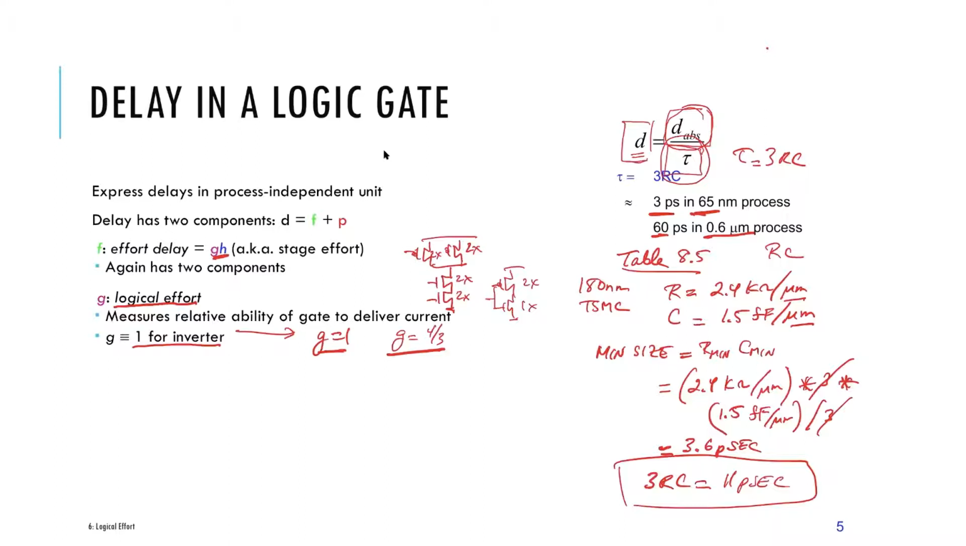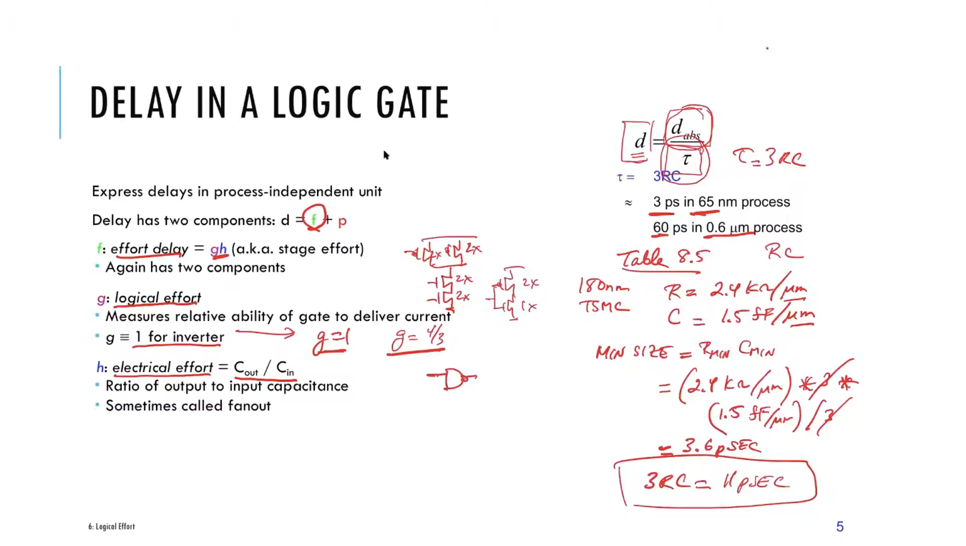Okay. The second thing, so these are the components of this effort delay, this first component. The second thing is the so-called electrical effort or fan out. And that's just a ratio of the capacitive load. So let's say our 2-input NAND gate that has a G of 4/3, it's basically the capacitance that it's driving over its own input capacitance. C out over C in. Okay, and that's sometimes called the fan out. Okay, so that's the definition of G and H.